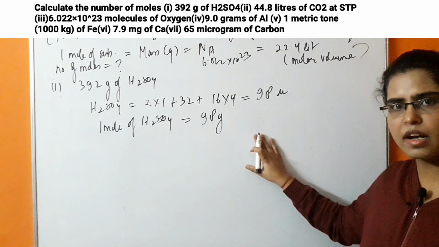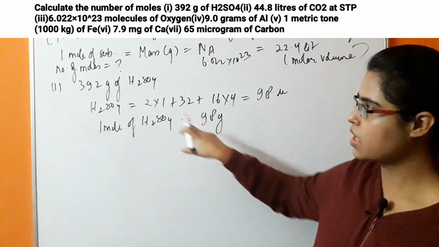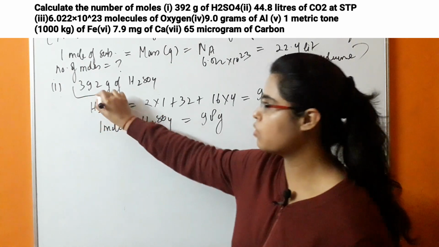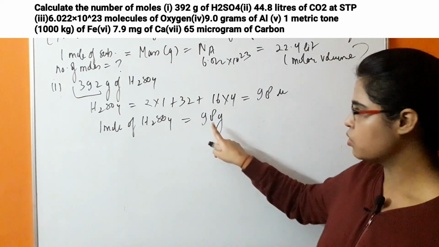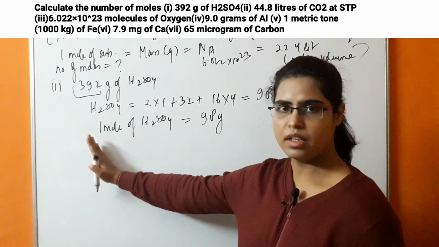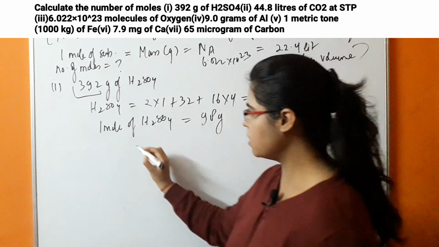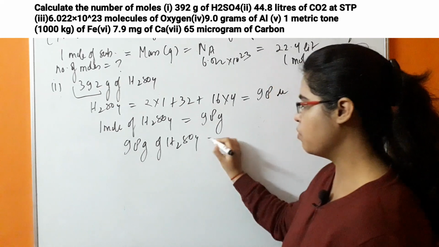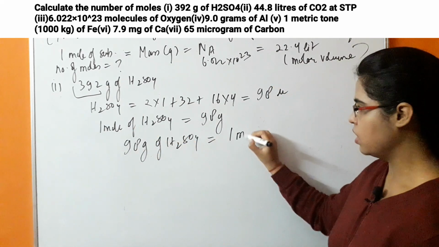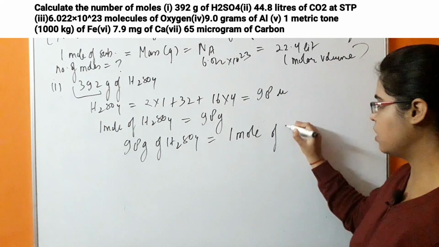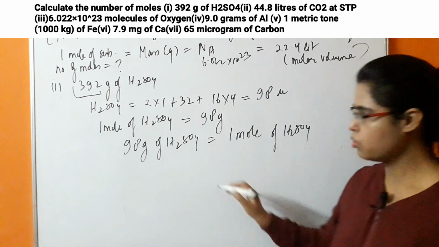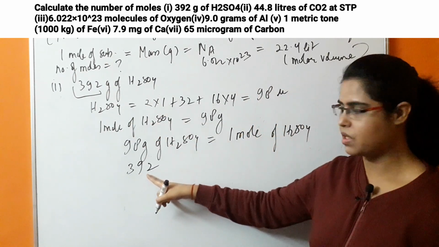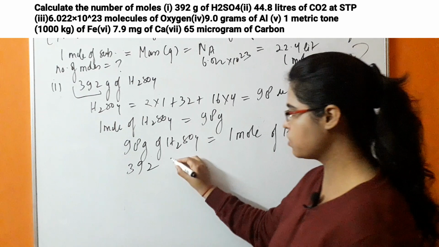So this is the standard relationship. In this case, what is given? Mass is given. We have to find the moles in this amount of grams of H2SO4. So mass is given, so mass will be written in the left direction. So what will be the standard condition? 98 gram of H2SO4 is equal to 1 mole of H2SO4. So how much mole of H2SO4 will be present in 392 grams?